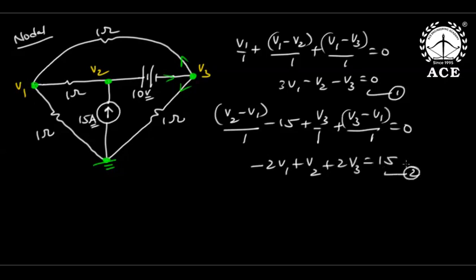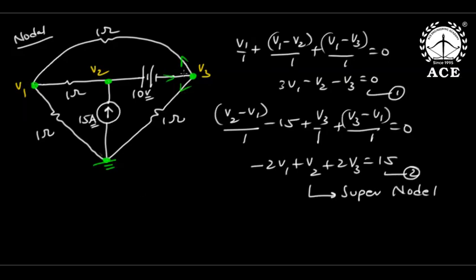This is called the supernode equation. So what is a supernode? Whenever there is an ideal voltage source between two principal nodes, we shoot through and write the KCL. So V2 minus V1 by 1 minus 15; this we don't know, skip it; V3 by 1, V3 minus V1 by 1. So minus 2V1 plus V2 plus 2V3 equal to 15.